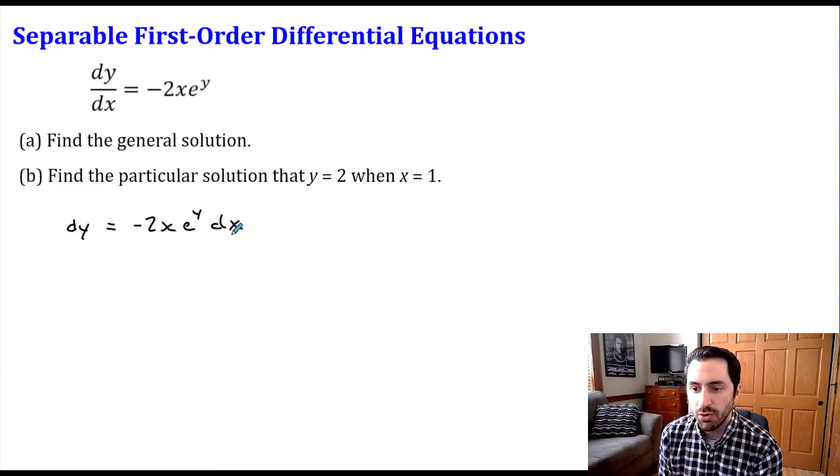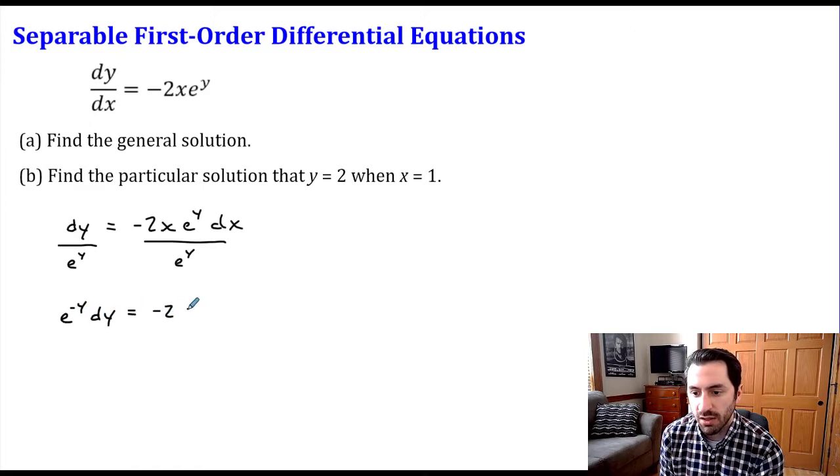So now we just need to move this e to the y. We want to move that over to the left-hand side so that all of our y's are grouped up. So to do that, we're going to divide both sides by e to the y power. And I'm going to rewrite this a little bit. So this is the same as 1 over e to the y, or we can think about that as e to the negative y. Then we have our dy, and then on the other side we got negative 2x times dx.